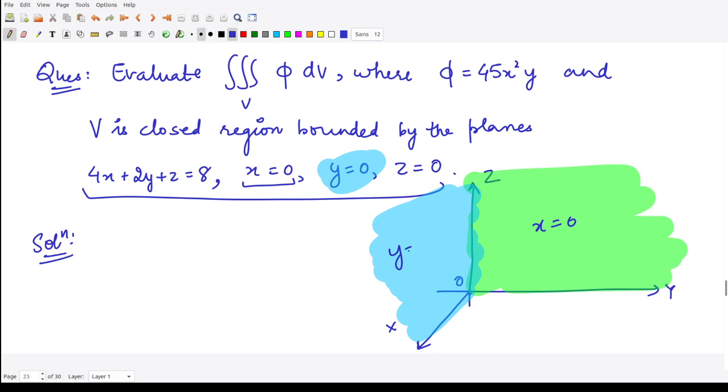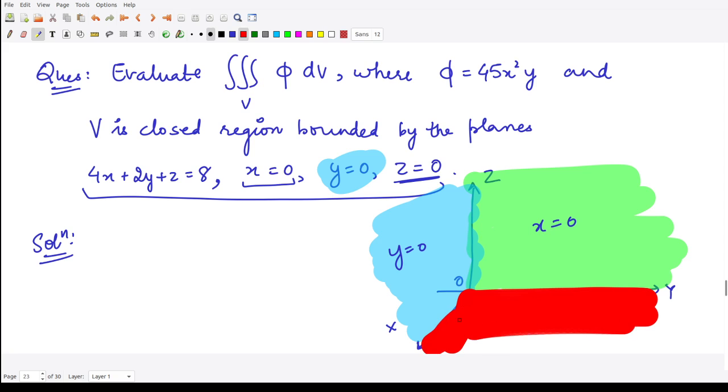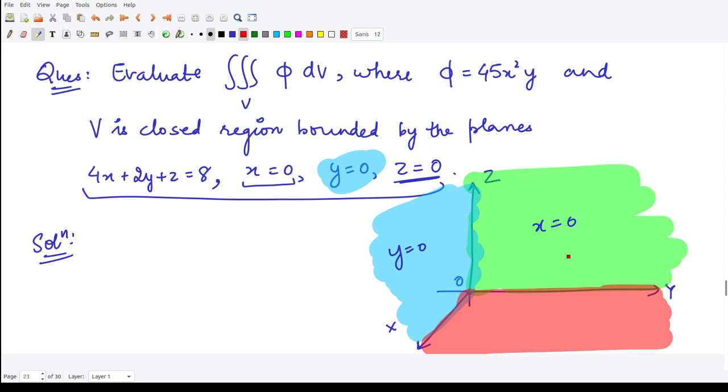when y is 0, you are talking about the xz plane, and whenever your z is equal to 0, that means you are talking about this xy plane over here, right? So this is the plane. Now the region which is bounded between these three planes means we are in the first octant, and moreover for this plane 4x plus 2y plus z is equal to 8, let's see what could be our points.